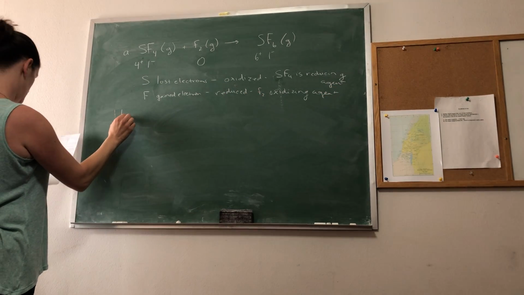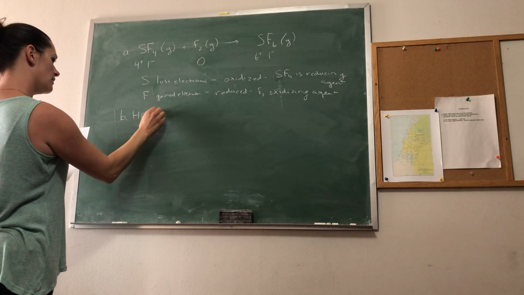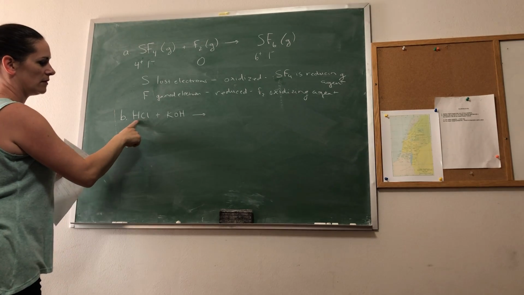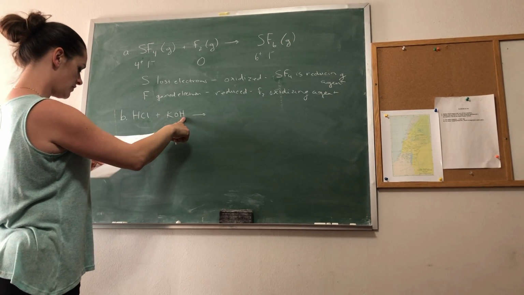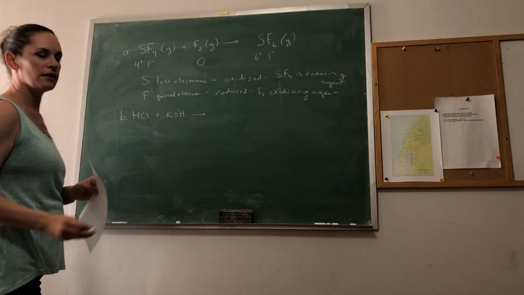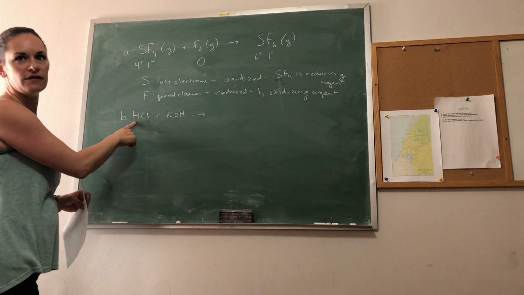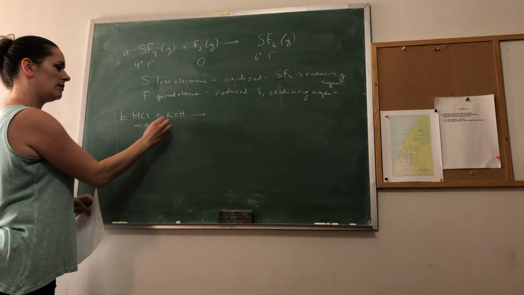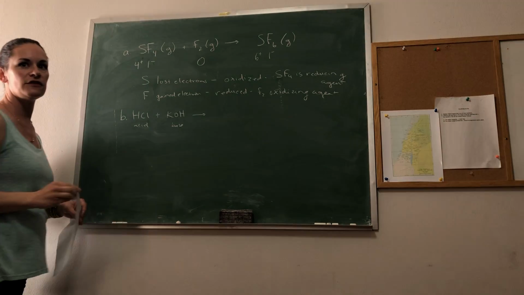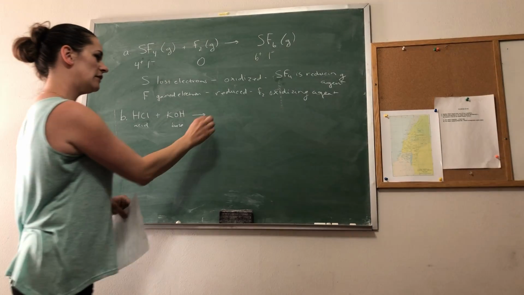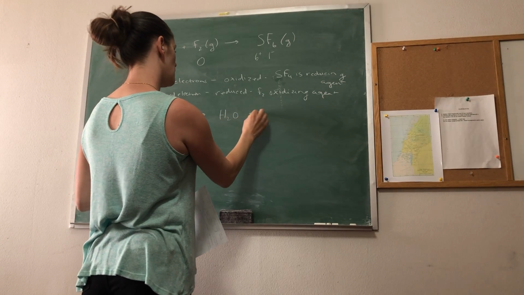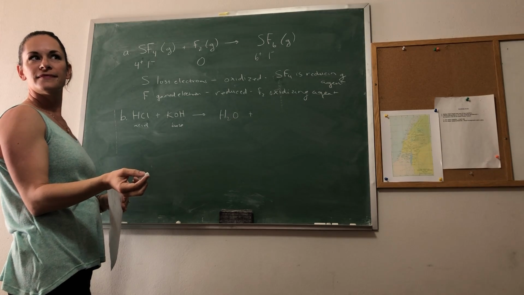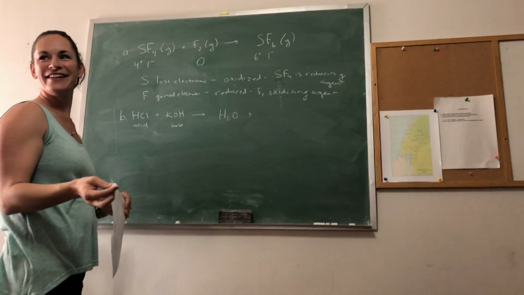How about B? HCl plus KOH, so hydrogen chloride or hydrochloric acid plus potassium hydroxide. And what type of molecules are these guys? HCl an acid, KOH, yep, a base. It's an acid and a base. And what do acids and bases generally form when you mix them together? Water and salt. H2O plus what salt? The chlorine and K. Chlorine, potassium, water.